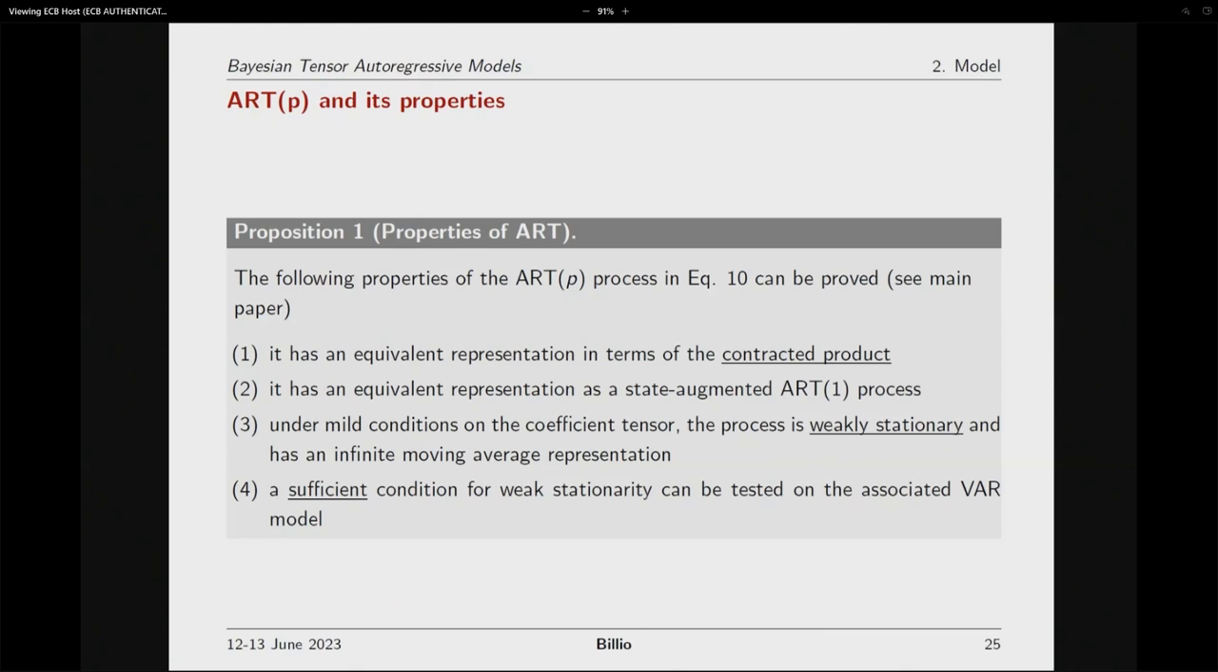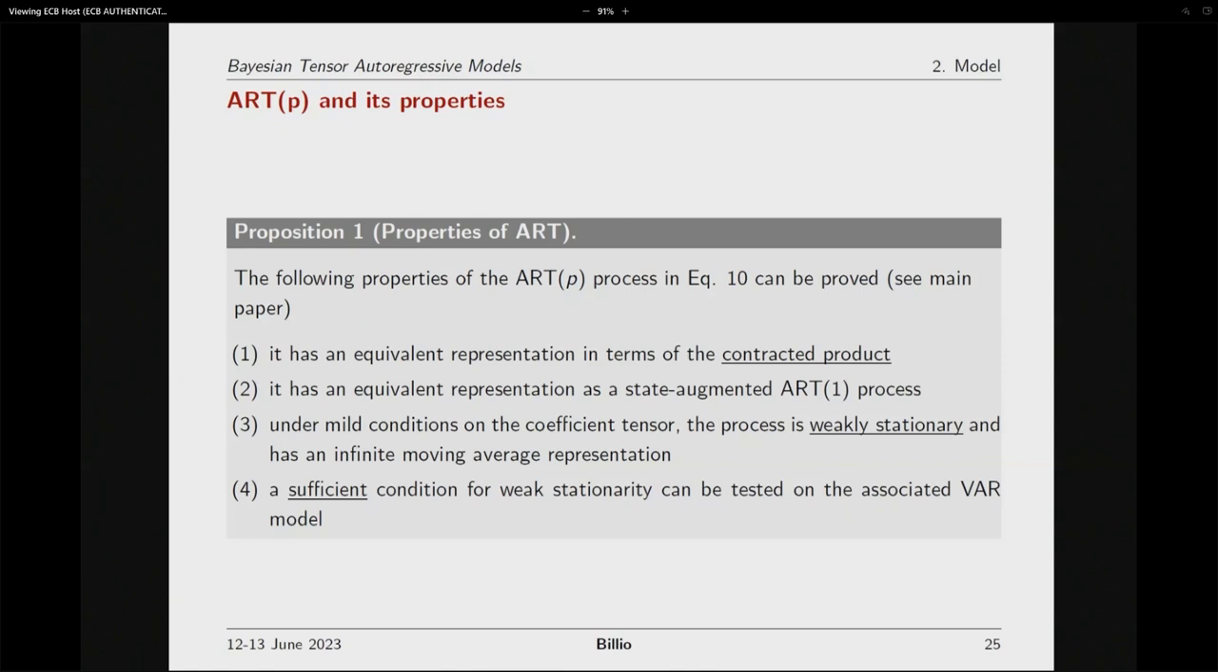In the paper, you find the properties of the tensor autoregression, which can be analyzed in terms of the contracted product. Thanks to this representation, we can simply use the tensor instead of working with the vectorized form, at least for the input tensor.